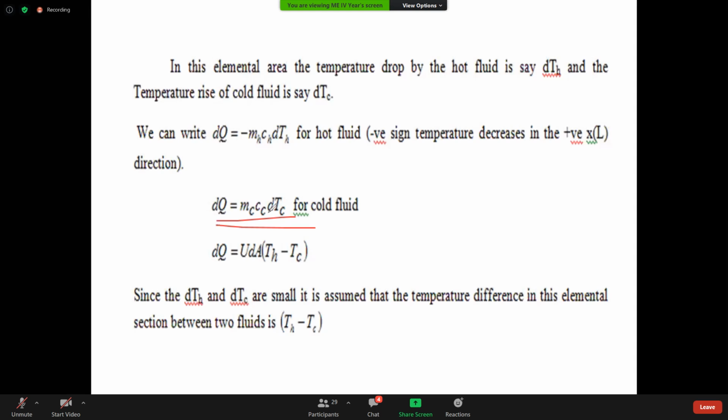But we know that dQ is equal to U into dA into the temperature difference. I also said Q is equal to U A into LMTD. Leaving the LMTD aside, first, what is the temperature difference there? Th minus Tc. I get back to the previous slide.